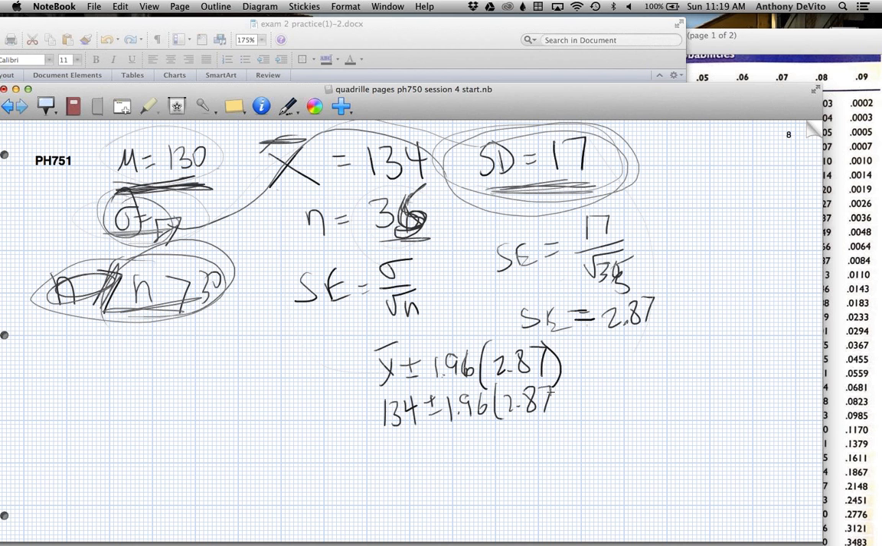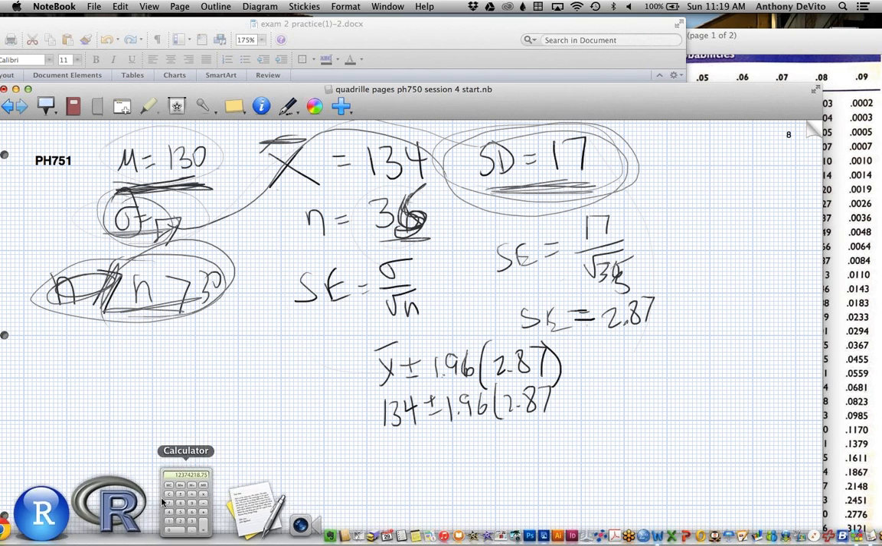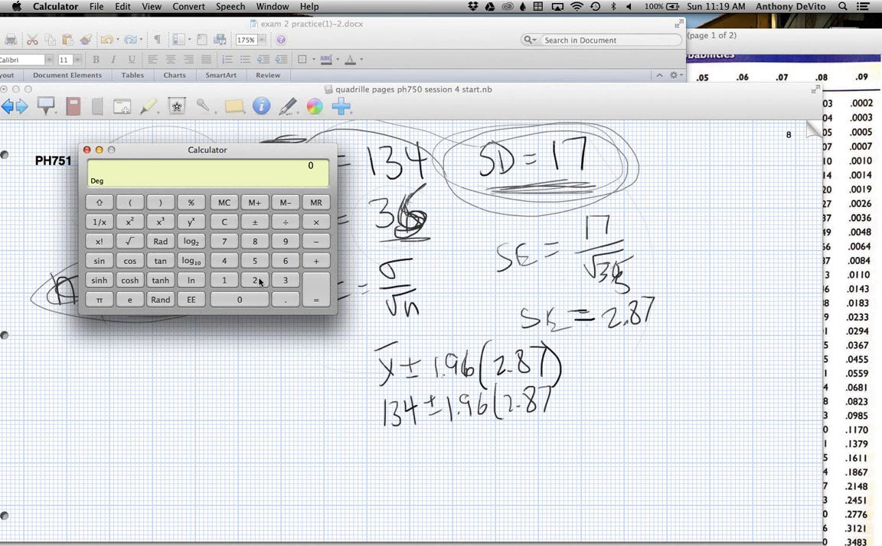Let's go back to our calculator. I'm sorry, I closed it. I could use the actual 2.87 times 1.96. I'm going to store that because that's actually my margin of error. So I'm going to put that into memory.